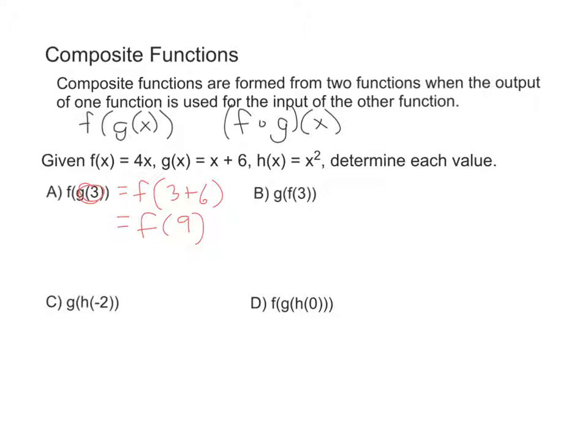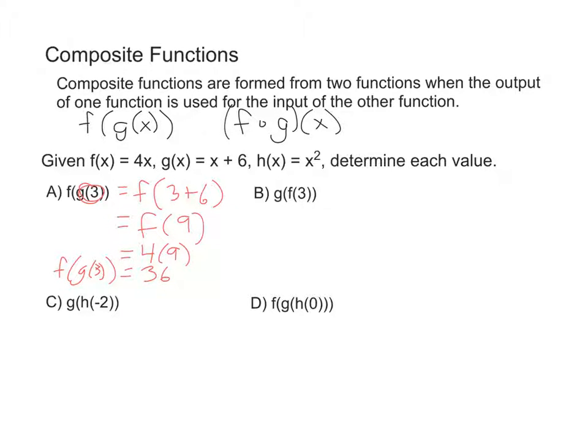And now this tells us find f of 9. And f of 9, take the f function, which is 4x. So f of 9 is going to be 4 times 9, which is equal to 36, which means that f of g of 3 is equal to 36.